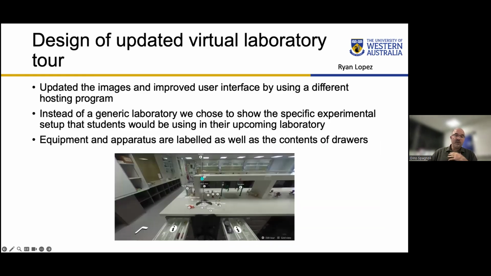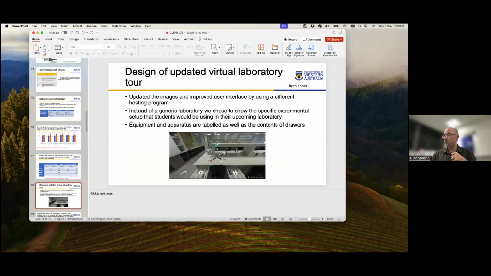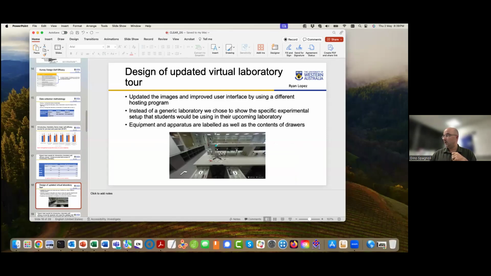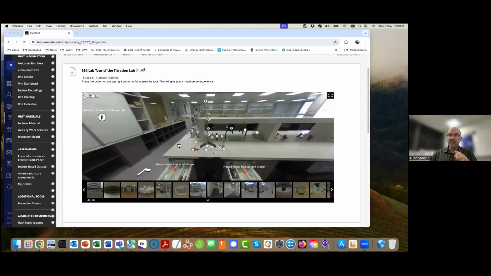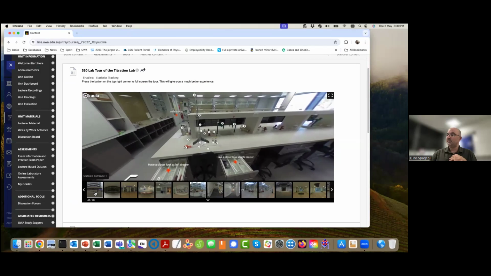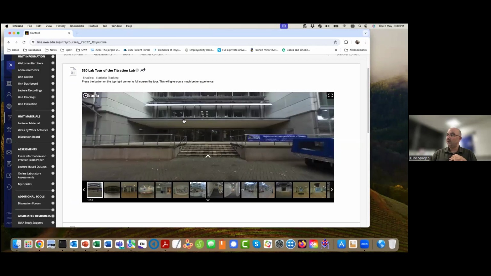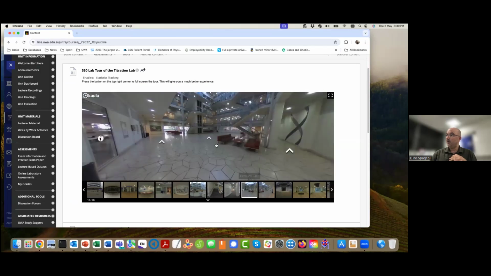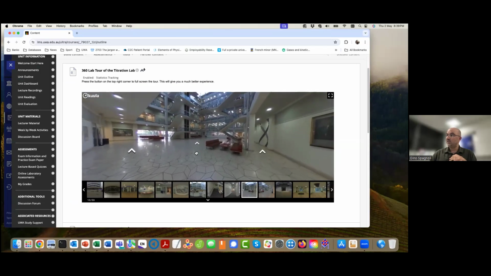So what Ryan did is he designed another lab tour, and in fact, if I go to here, hopefully you can see this. Is my screen still shared? Yes. Great, thank you. So as you see, what we did is that we had a lab tour which started off again from the base of the building. There were definitely more parts of the building that you could explore.